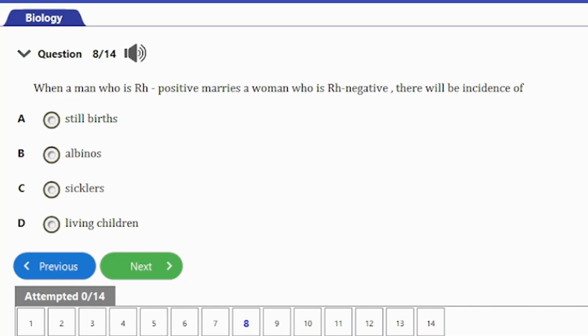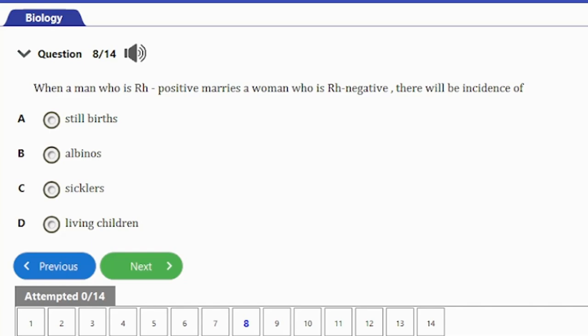It says, when a man who is Rh positive, that's rhesus positive, marries a woman who is Rh negative, that's rhesus negative, there will be an incidence of A, stillbirths, B, albinos, C, sicklers, D, living children. So the answer to this question is option A, and that's stillbirths.